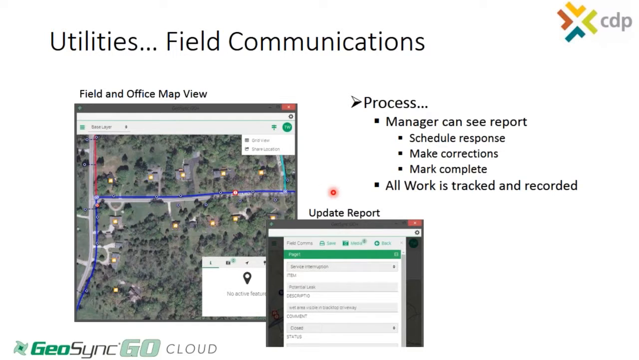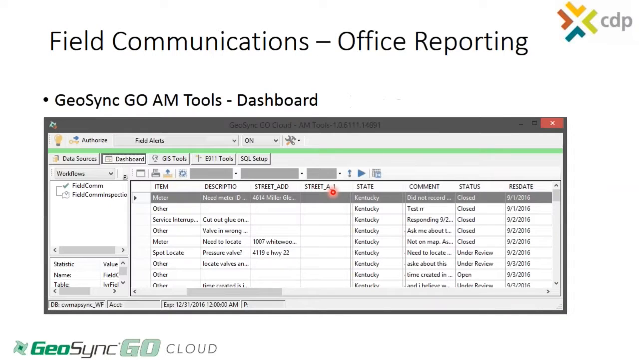So also, all of this information is tracked and recorded. We can see it on the map, see it in the field, see it in the office. We got information, we got photos, and we can actually go using the new GeoSync GO AM tools dashboard or the dashboard in desktop, GeoSync GO desktop. You can actually select the workflow and see your dashboard report, all the information. You can sort on different categories. That's just a way to have access. It can also be exported for use in a spreadsheet. You can generate reports from it, and so on.